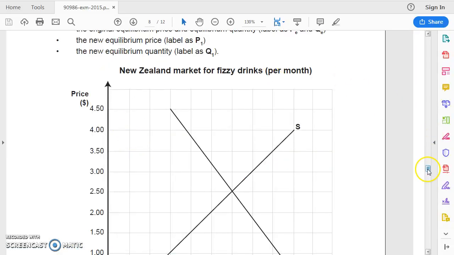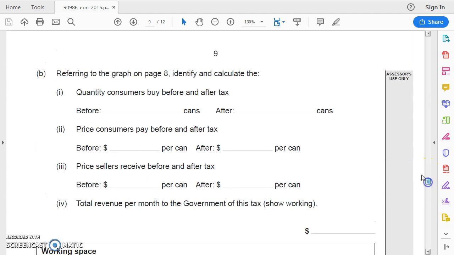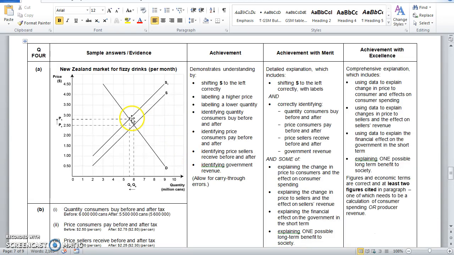They have not asked you to label the producer price, but in section B they ask for it. So they say the consumers pay before and after. All right, so we've got that, and then the price sellers receive or producers receive before and after. So this is a bit harder, I do think you have to understand this. It's the idea that consumers pay where supply plus tax equals the demand curve. So the demand curve at that point, what is the price that they would pay? So it's $2.75 or $2.80.